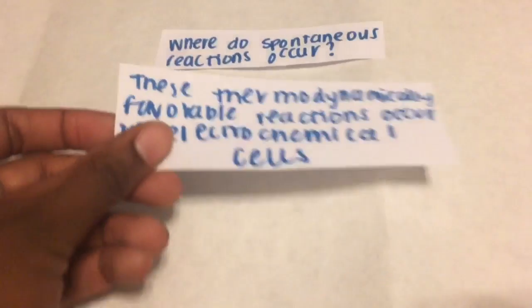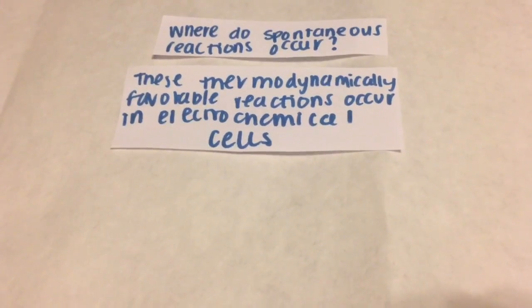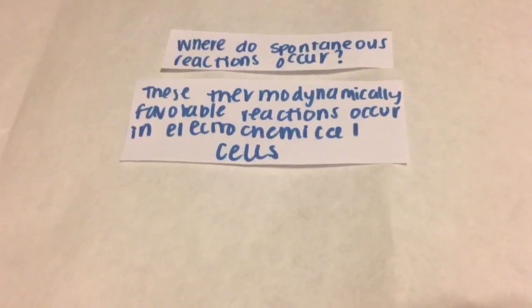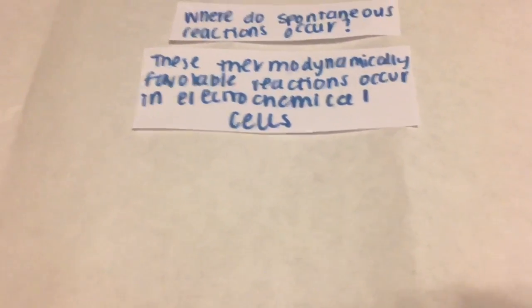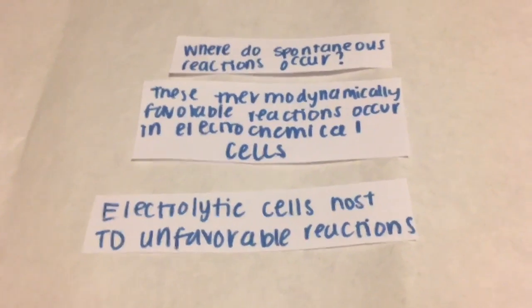There are two types of cells, electrolytic and galvanic. Thermodynamically favorable reactions occur in electrochemical or galvanic cells. This means that the reaction is spontaneous. Thermodynamically unfavorable reactions occur in electrolytic cells.